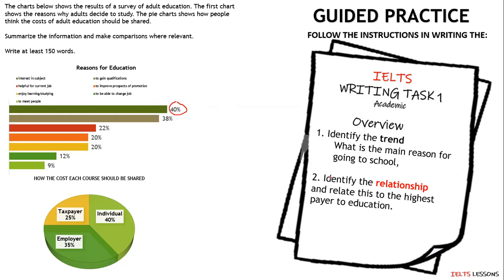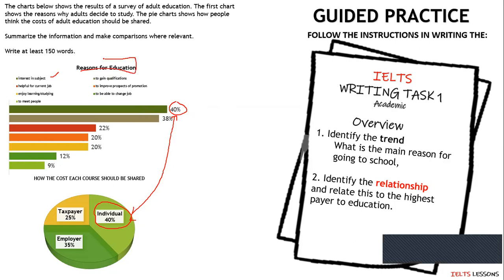Secondly, you have to identify the relationship and relate this to the highest payer for education. The highest payer for education is this one, right? So identify the relationship and relate this to the highest payer for education, okay? As you can see, the main reason for learning is this one. And who pays the most? This one, all right? So you have to relate this highest payer of education to the reasons for learning, okay?